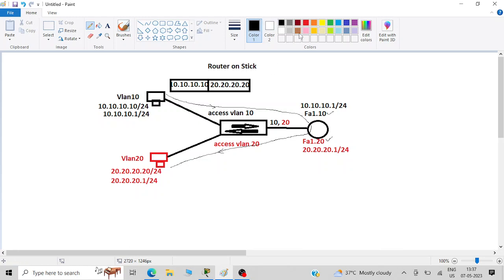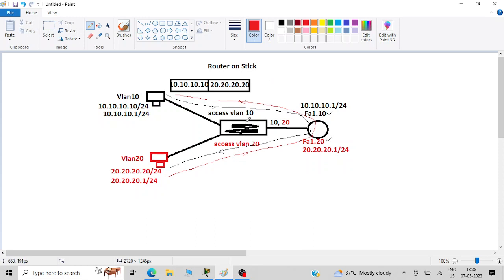If a host in VLAN 20 wants to talk to a host in VLAN 10, the traffic will go like this, entering on this interface FA1.20, and exiting out of this interface, which is FA1.10. So this is what router on a stick is.